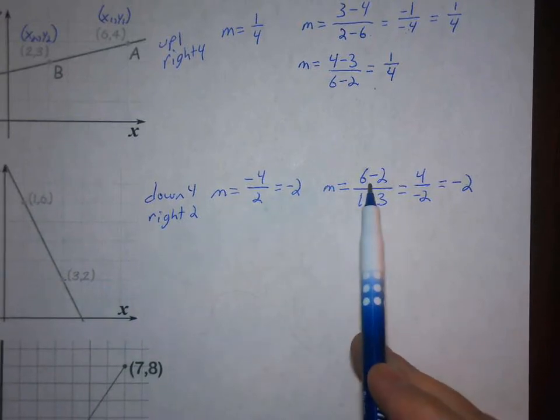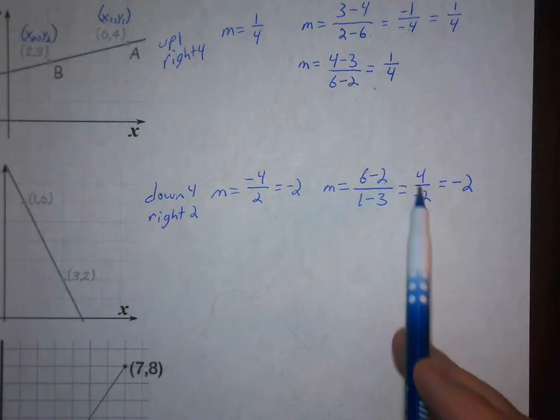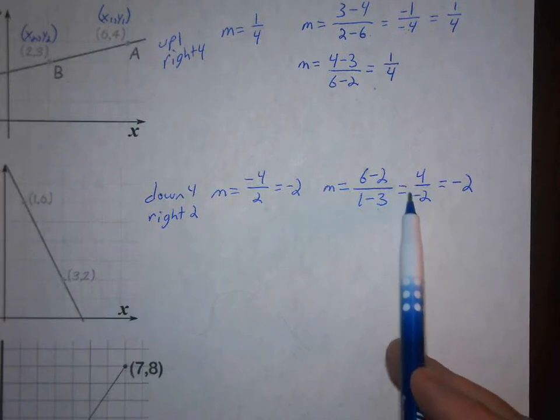Notice if I were to reverse those, 2 minus 6 will be negative 4, and 3 minus 1 will be positive 2. That would still give me negative 2 though when you reduce them, because that'd be negative 4 over positive 2.